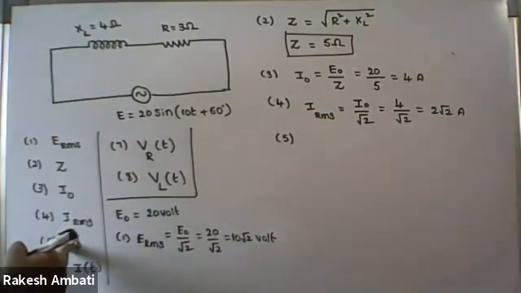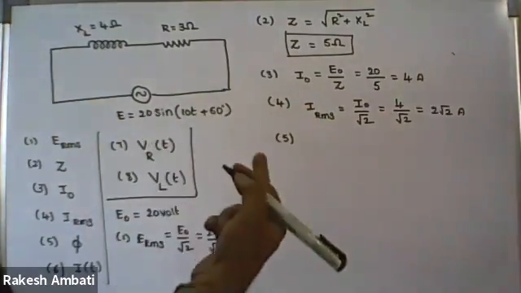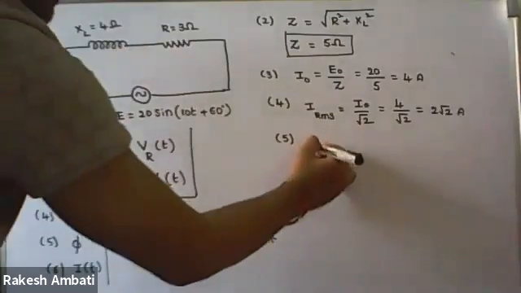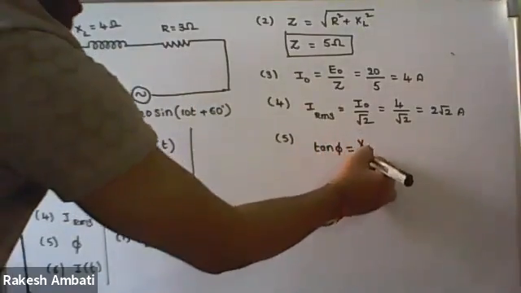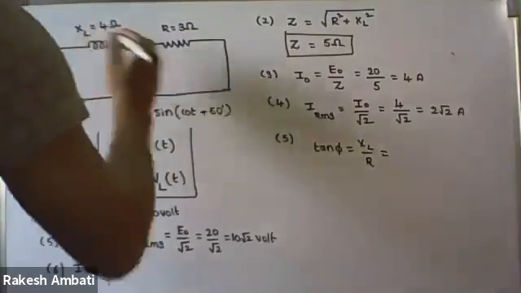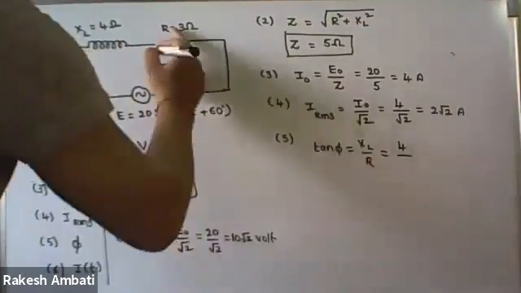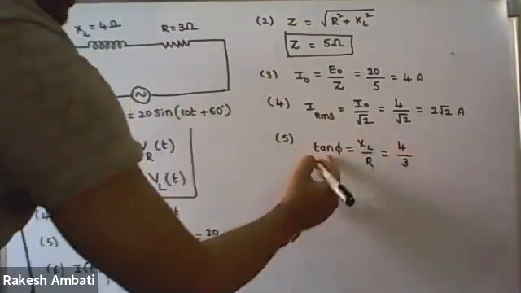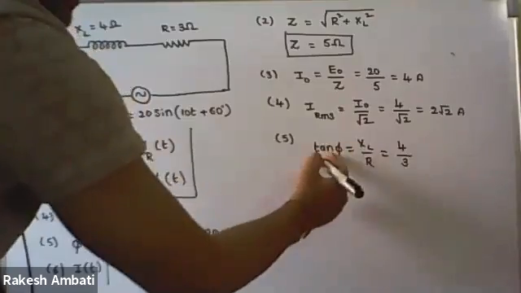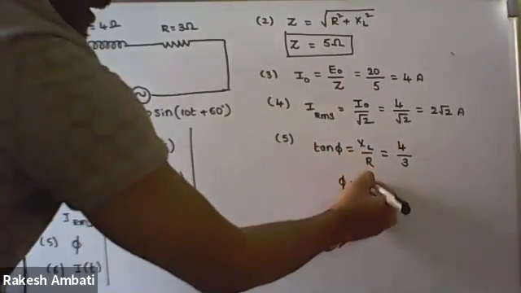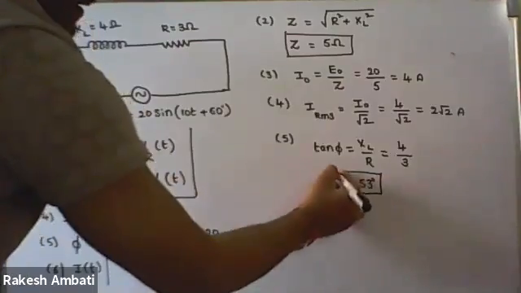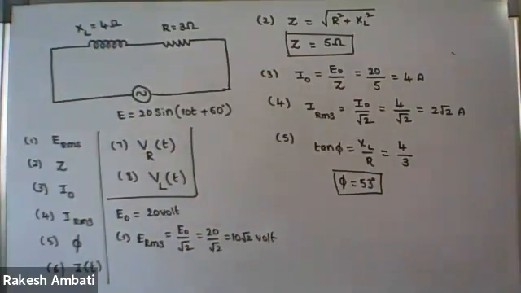Next, fifth question. We have to find the phase difference. To find the phase difference in LR circuit, tan phi equal to XL upon R. XL given 4. Resistance given 3. So tan phi is 4 by 3, which means phi value is 53 degrees. Now fifth question completed.